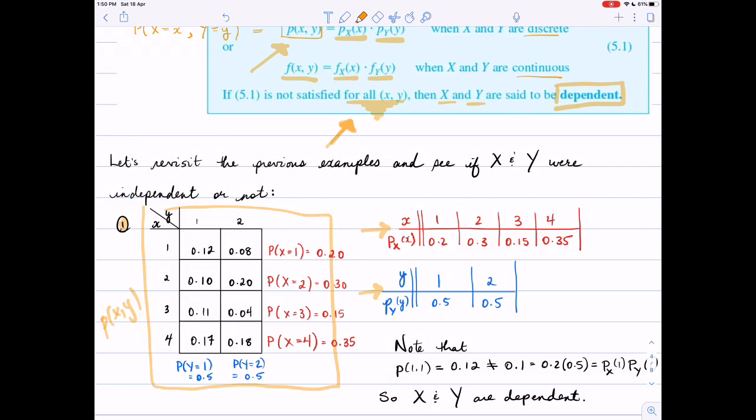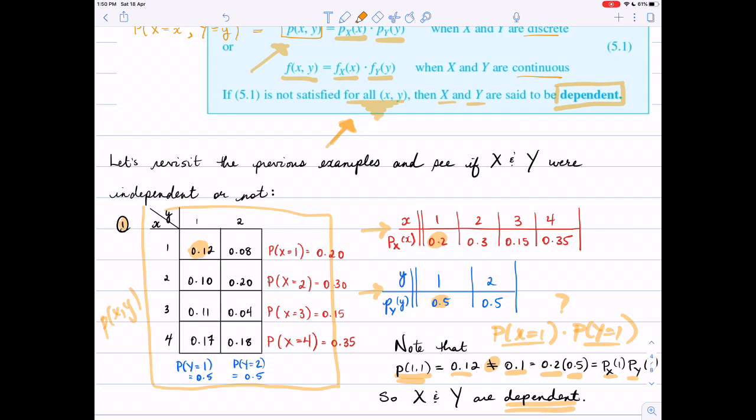In fact, if we check for the very first one, p of 1,1, that is right here, is that equal to the probability that X is equal to 1 times the probability that Y is equal to 1? So p of 1,1 is 0.12. That is not equal to 0.2 times 0.5, those are these values here. 0.2 times 0.5, that's this times this, the two marginals. 0.12 is not equal to 0.1. And so X and Y are dependent.